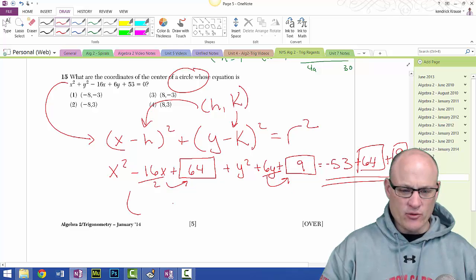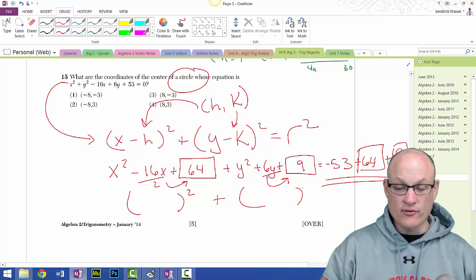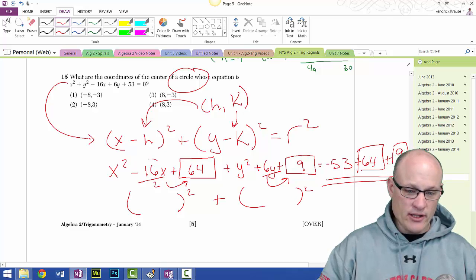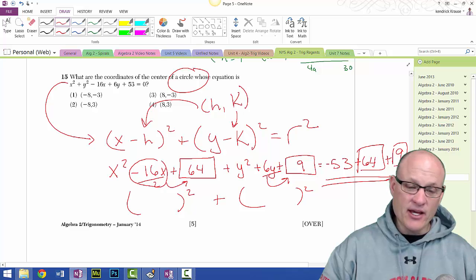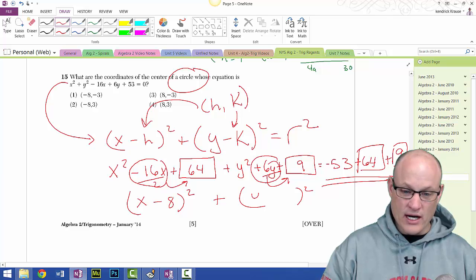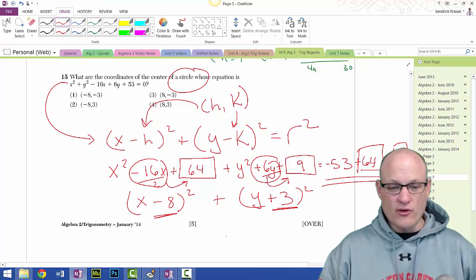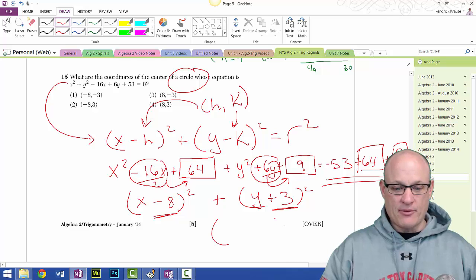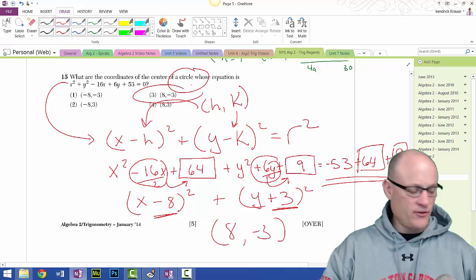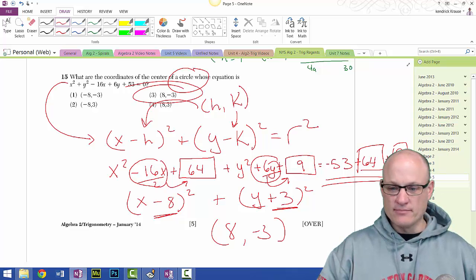All I care about is what's going in this set of parentheses and what's going in this set of parentheses. Whatever half is, in this case negative 8, that's what goes down here: x minus 8. And whatever half of this is goes here: y plus 3. So there's your center, but when you pull them out, remember they come out with opposite signs, so it's 8, negative 3. Choice 3. And now we move on to page 6.